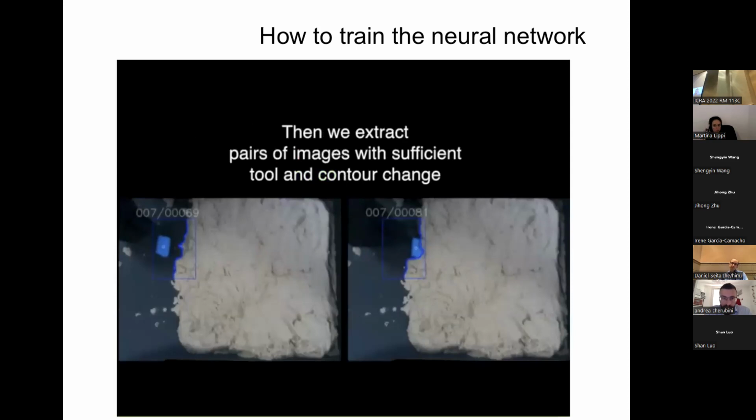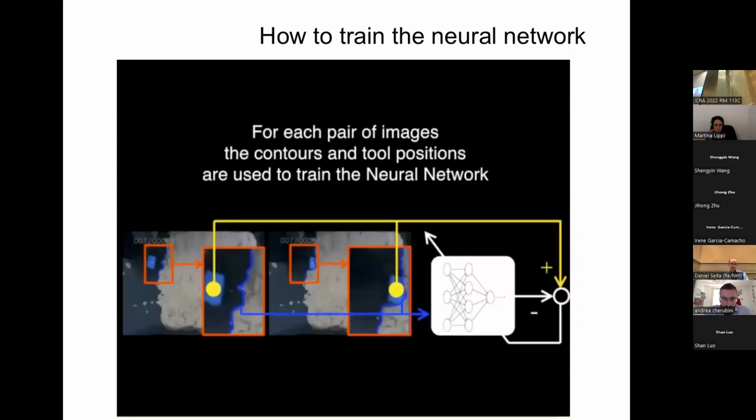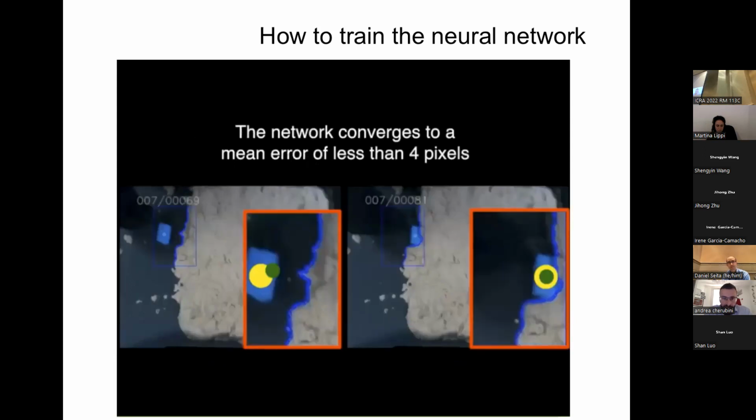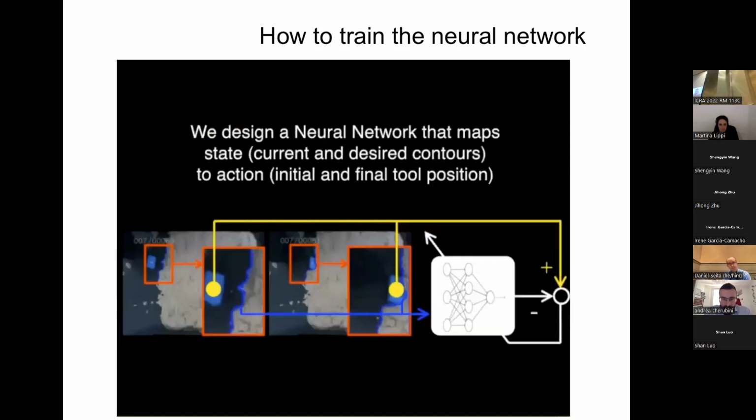And then what we can do is take all permutations of pairs of images where there has been sufficient change along the sequence. And we have all the data for this, including the labels, because as I mentioned, the environment is color coded. And this is used to train the neural network. The ground truth will be the position of the tool before and after, and the input to our neural network is the contours of the sand before and after the action. And as you can see, we have quite good results. The yellow is the ground truth and the green is the output of our neural network, which unsurprisingly is more mistaken at the beginning than at the end of the action.